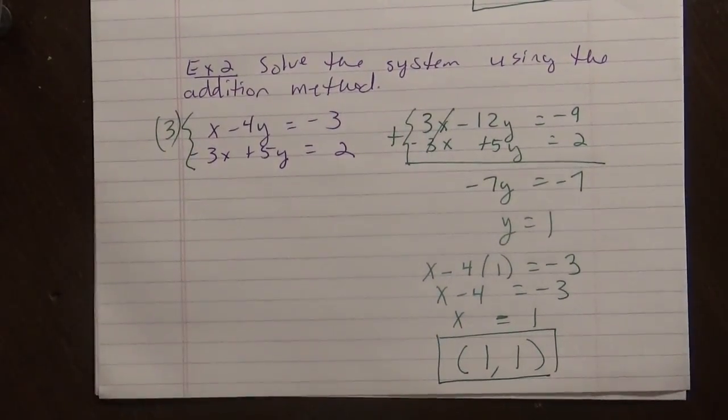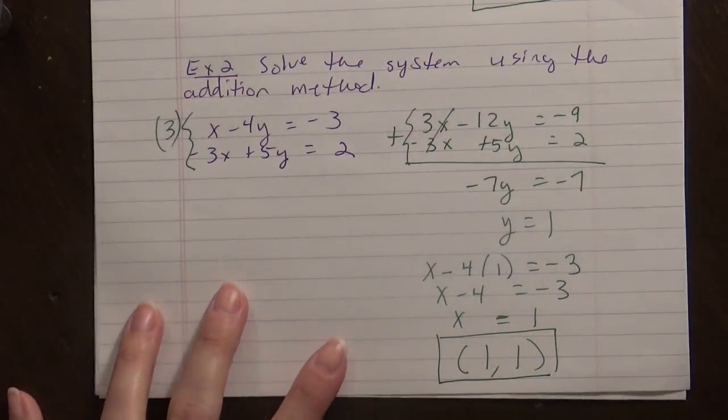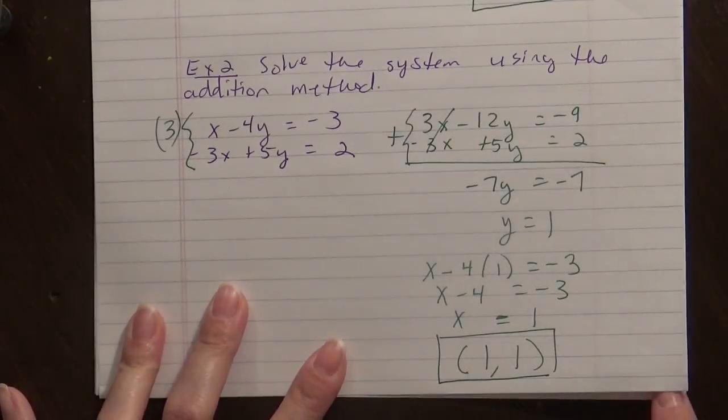Okay, it was pure coincidence that both of my examples gave me the same x and y values. So the first one was -1, -1. My second example was +1, +1. But that was just coincidence. All right, so that's how the substitution method and the addition method work. And now we're going to look at some word problems that we can use these methods to help us solve.